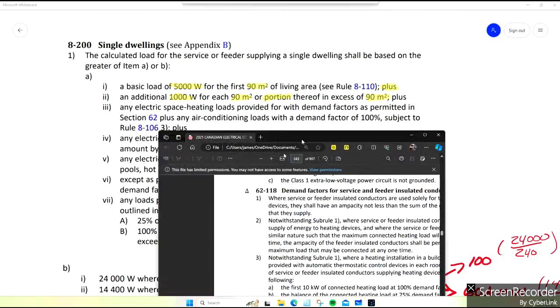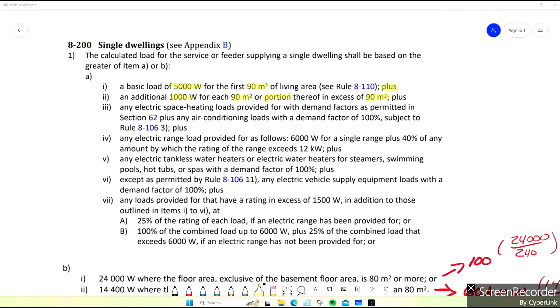All right, so let's go back here, and I'm going to put this in brackets for this rule here. With thermostat control, you go 100% for the first 10,000. So 10,000, I'll say first 10 kilowatts at 100%.